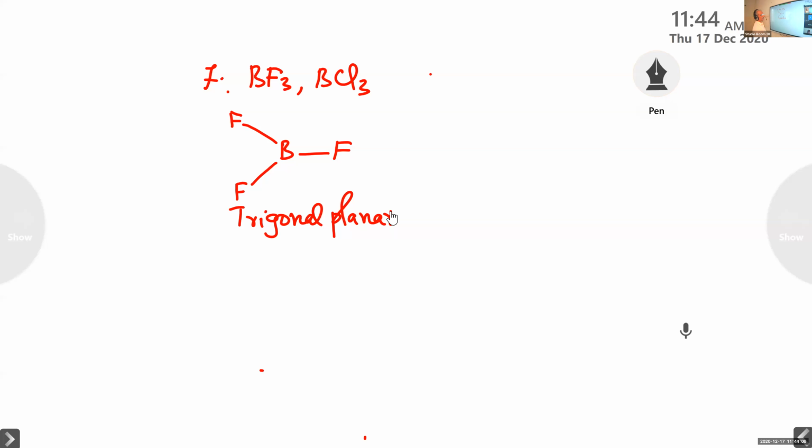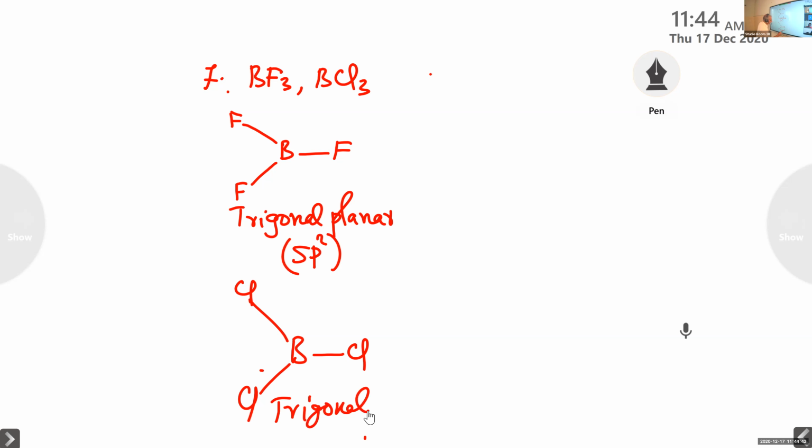It is not for the fun we have studied the hybridization. We have to apply this here. We have sp, sp2, sp3. So trigonal planar, then there is sp2 hybridization. Boron has sp2 hybridization. Similarly, you take boron trichloride, BCl3. That is also a trigonal planar molecule, also due to the sp2 hybridization of boron.